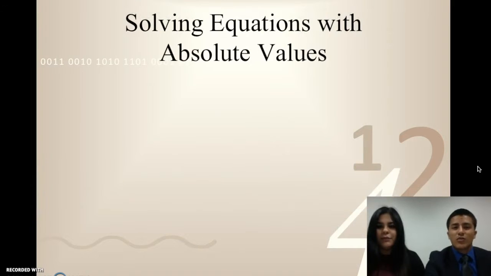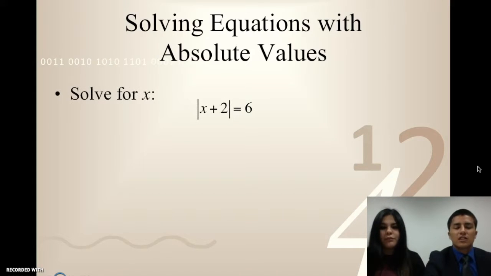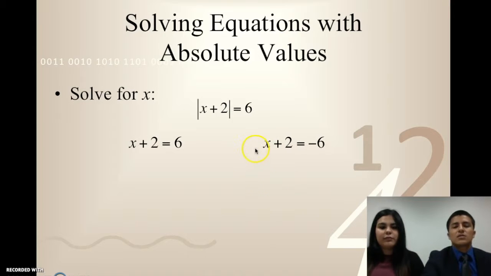Alright, so now we move on to solving absolute value equations using the arithmetic way and not simply counting using a number line. When we have equations such as solve for x, the absolute value of x plus 2 is equal to 6, we want to start off first by splitting the equation into 2. So then we get x plus 2 is equal to 6 and x plus 2 is equal to negative 6.